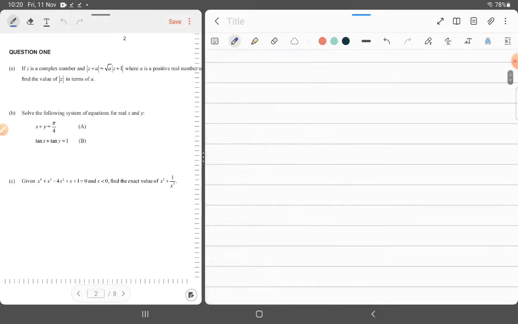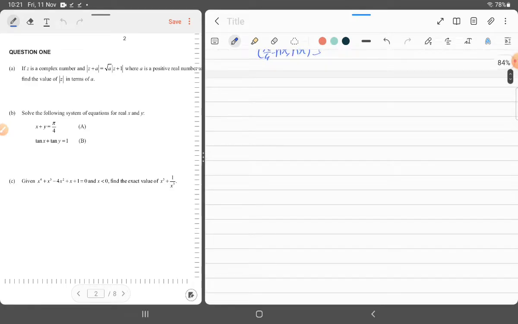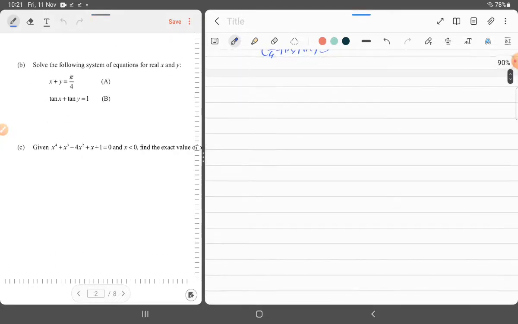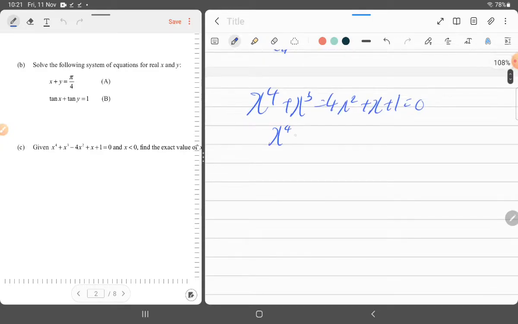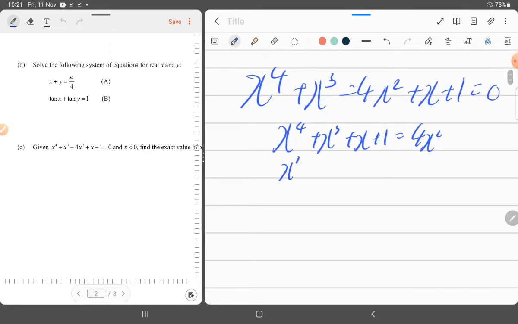Question 3, part c. x to the power 4 plus x cubed minus 4x squared plus x plus 1 is equal to 0. We can go x to the power 4 plus x cubed plus x plus 1 is equal to 4x squared. We can divide all by x squared, so x squared plus x plus 1 over x plus 1 over x squared is equal to 4.